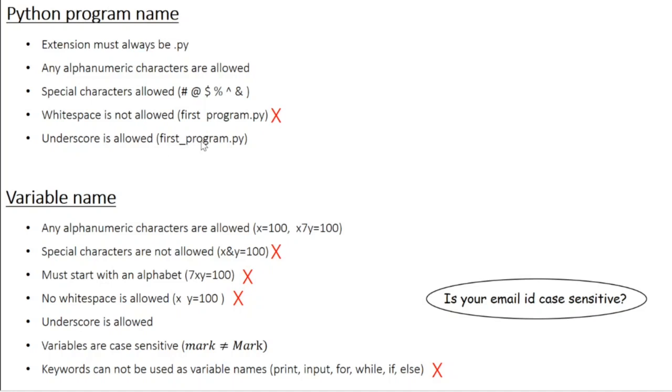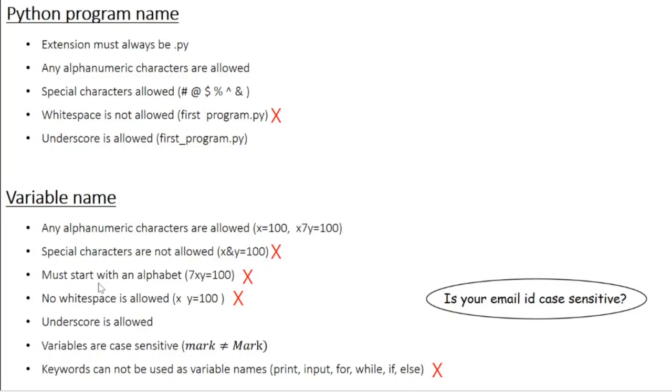Now in my program, I had two variables, x and y, right? So I had two variables, I gave the name x and y. Now when you assign a variable name, you also have to keep certain things in mind. First thing, any alphanumeric characters are allowed. That's why I'm able to put x or y as the variable name. Or you can use a combination of alphanumeric characters like xy or x7y. This is perfectly okay. But special characters are not allowed. I cannot put x and y equal to 100. This is not allowed.